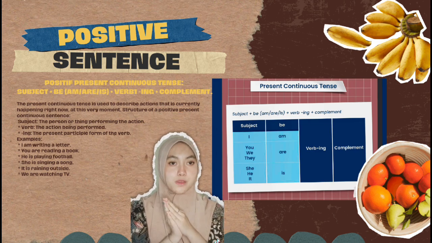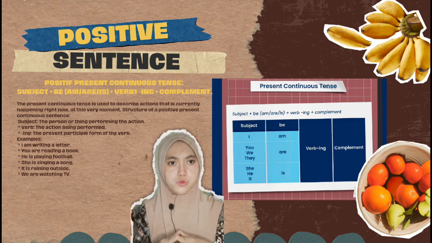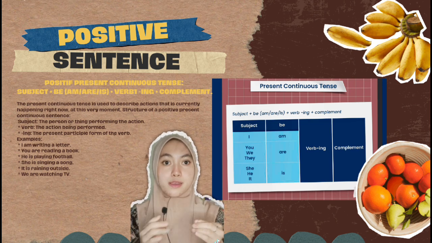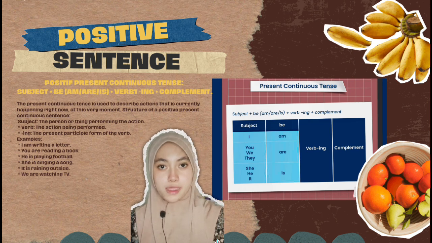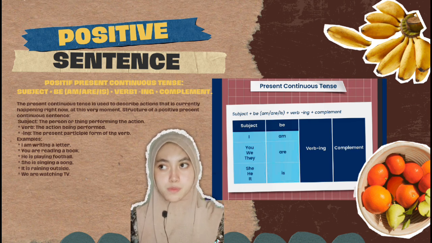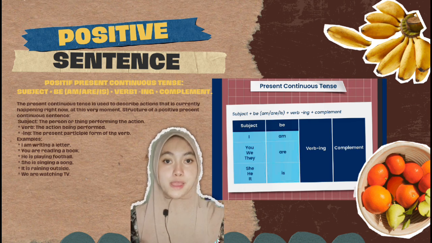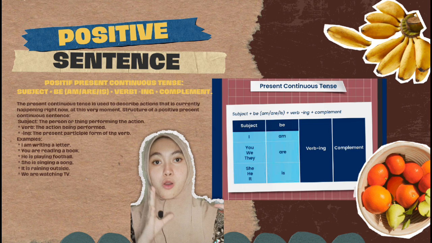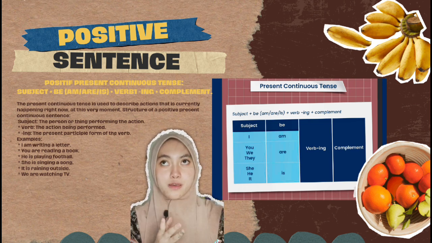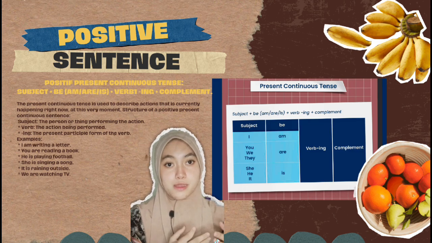You can add a complement when you talk with a positive sentence. It's like you add an adverb of time. It's like I'm reading a story right now. Right now is a complement that gives clear information or completes the information.